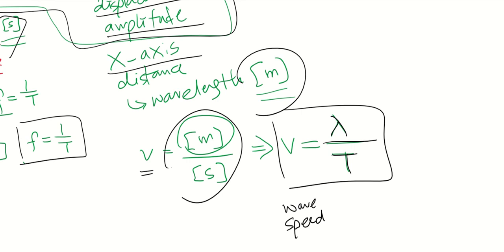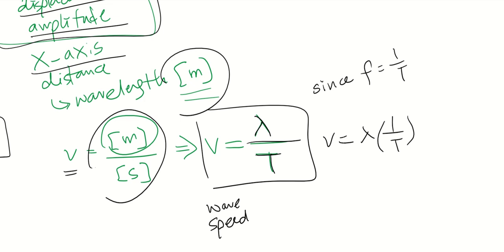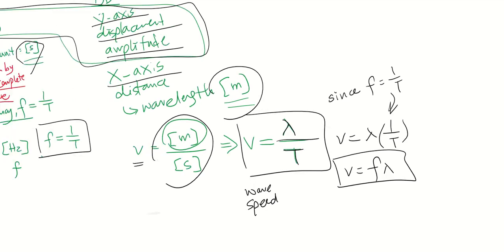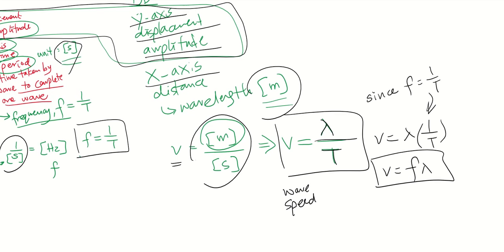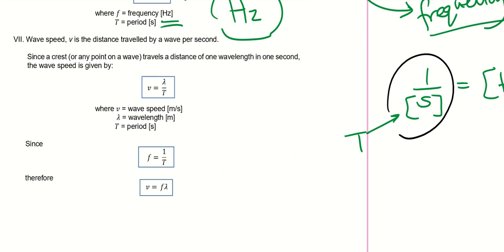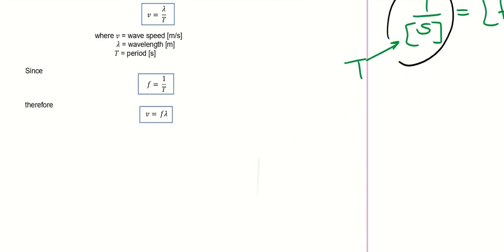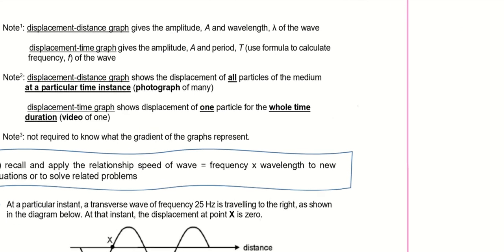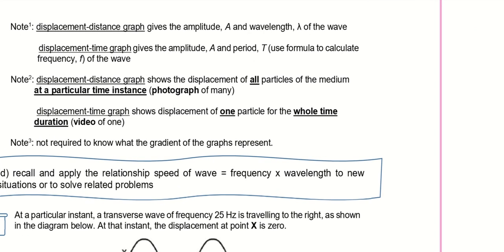But I don't really like to have fractions. Remember, since frequency equals 1 over T, I can replace this formula and write it like that. Because frequency equals 1 over T, I can have v equals f lambda. Then I have a very neat equation with no fraction. So v equals f lambda. So there you have it. This is how we get the formula for wave speed. You can read through the notes here.